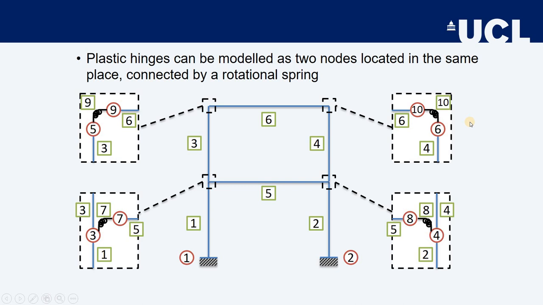In addition, since I'm going to use a concentrated plasticity approach for the beams, I need to set up some extra elements and nodes that will enable me to connect these concentrated plasticity springs. So basically the 4 extra elements will be the springs on each of the nodes of the joints of this structure, and there will be 4 extra nodes as well that will be connected to the other node located exactly at the same position by a rotational spring. So in this case, for example, nodes 3 and 7 are located at the same position. 4 and 8, 5 and 9, and 6 and 10 are all located respectively at the same position.